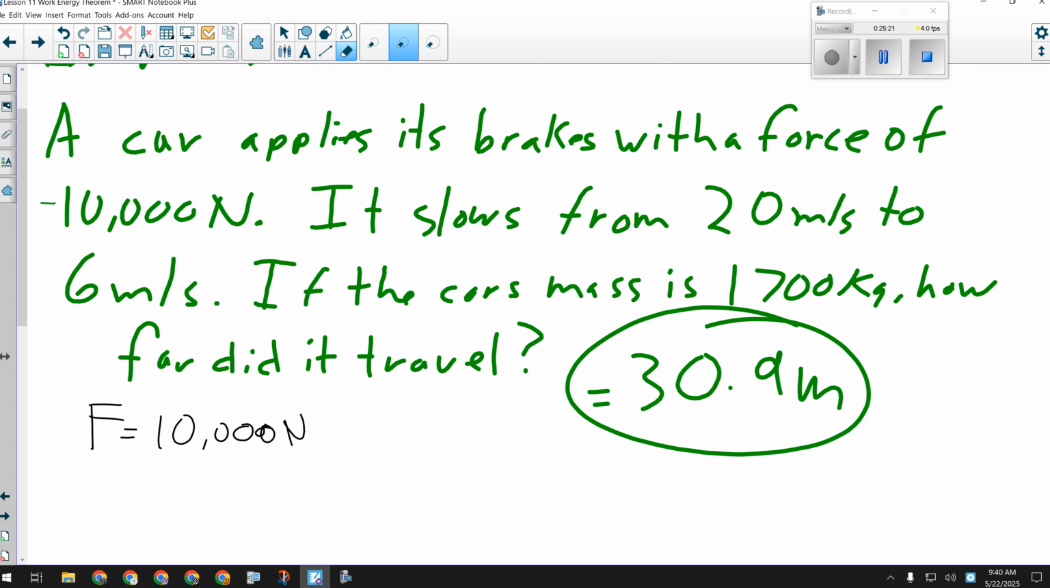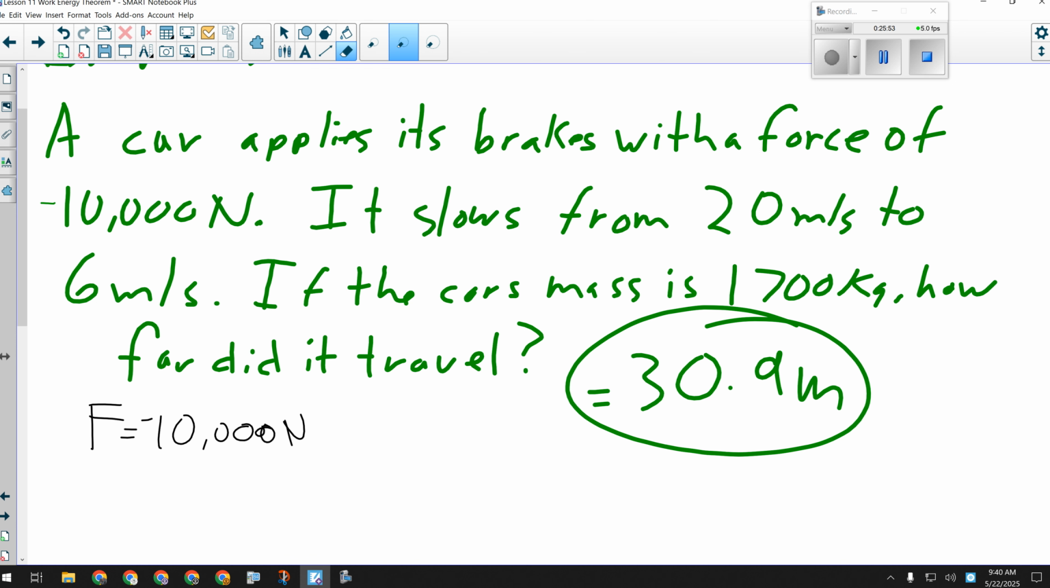Okay, and it's going to slow from 20 meters per second to 6. Negative 10,000. Oh, yeah. I was going to address that in just a sec, but you're ahead of me, so I'll put the negative on there. Why is that negative? Yeah, it's stopping. The force has to be backwards. Force is a vector quantity. Energy and work are not, but force is a vector quantity. And if you're going to stop, that force has got to be backwards. If you don't make it negative, then it says you went backwards by applying the brakes.